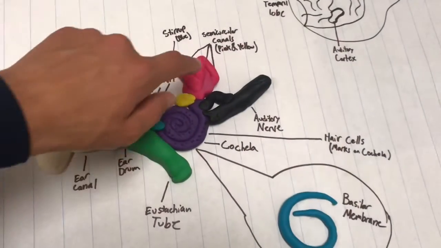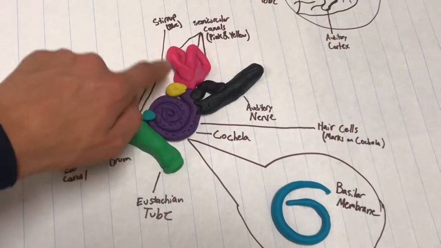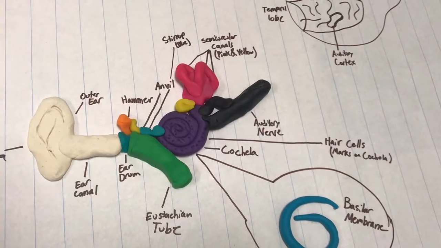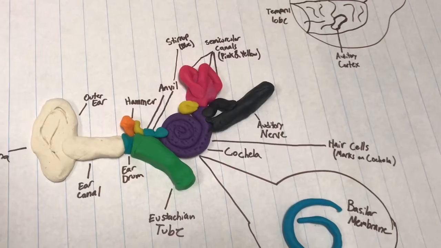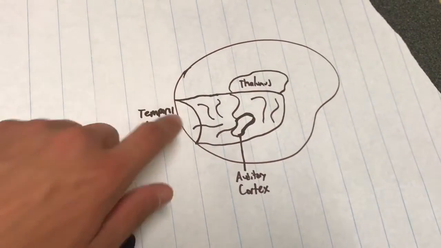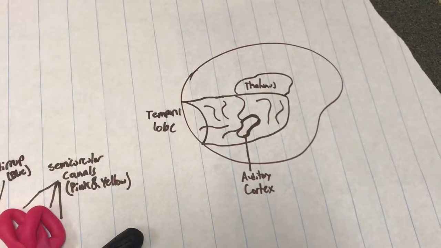Your semicircular canals are three tiny fluid-filled tubes in your inner ear that help with balance. When your head moves around, the liquid inside the semicircular canals sloshes around and moves the tiny hairs that line each canal. The temporal lobe is involved in primary auditory perception, such as hearing, and holds the primary auditory cortex.